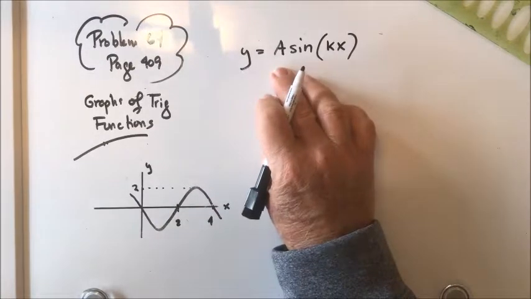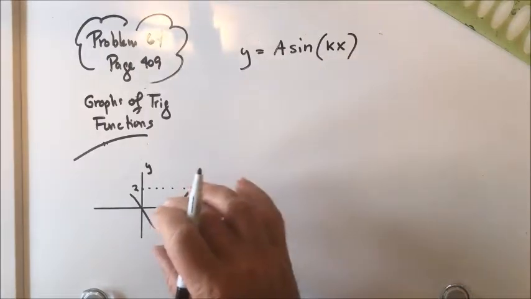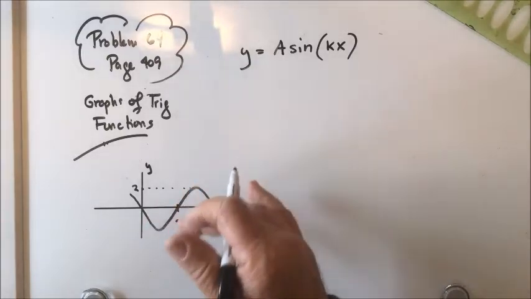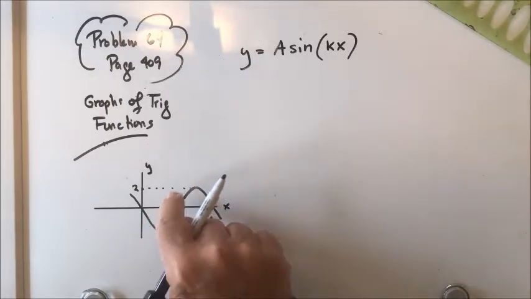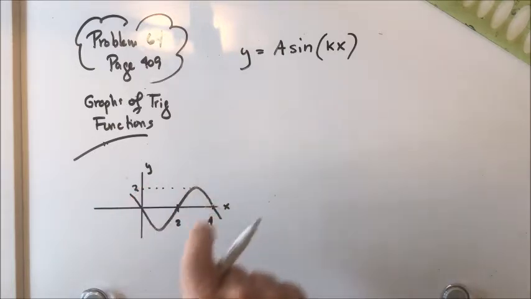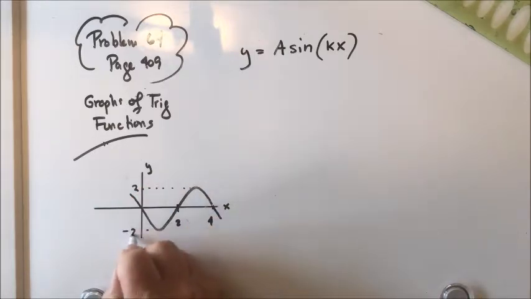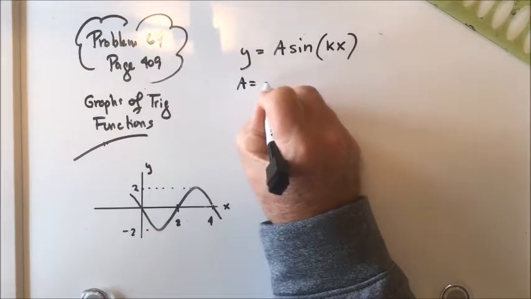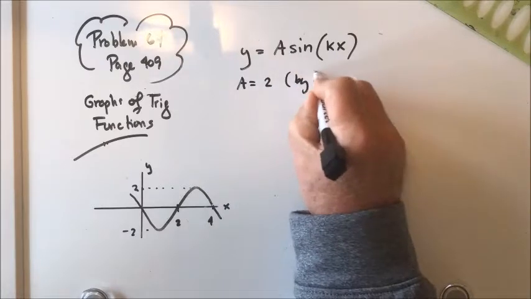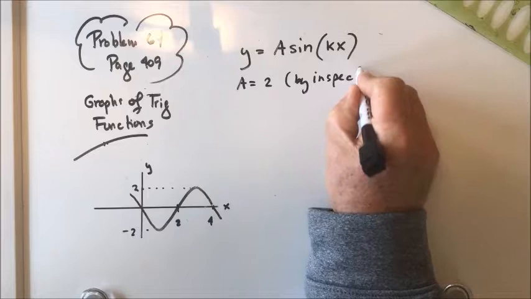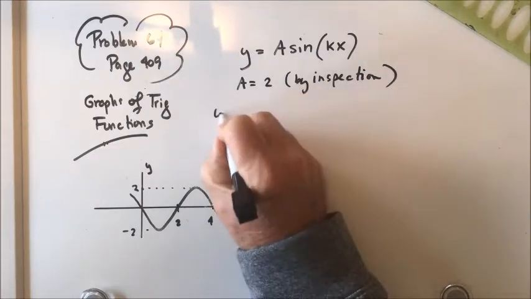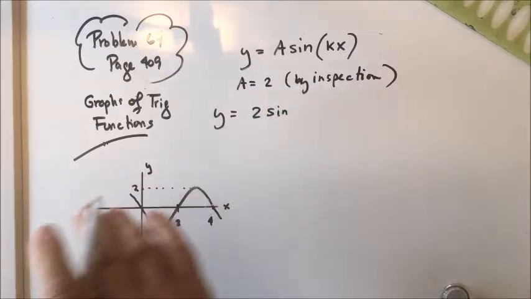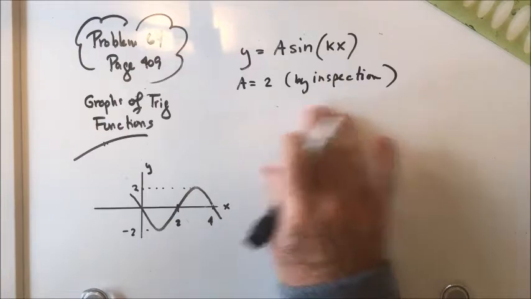Let's start with the easy one, the amplitude. The amplitude of the sine is 1. It goes from a maximum of 1 to a minimum of minus 1. This particular case is going from a maximum of 2 to a minimum of minus 2. We're going to just write that down by symmetry. And so we're going to say A is equal to 2, by inspection, right? We're just going to look at the graph and see that. And so therefore, y is equal to 2 times the sine. Well, it's not quite. I'm sorry. Let me say that by inspection.